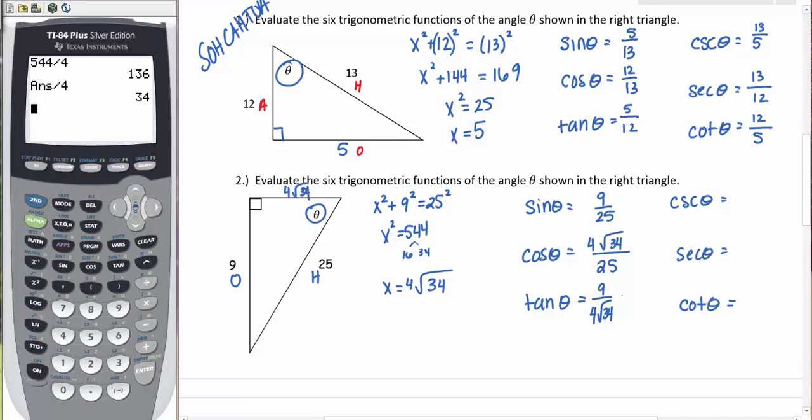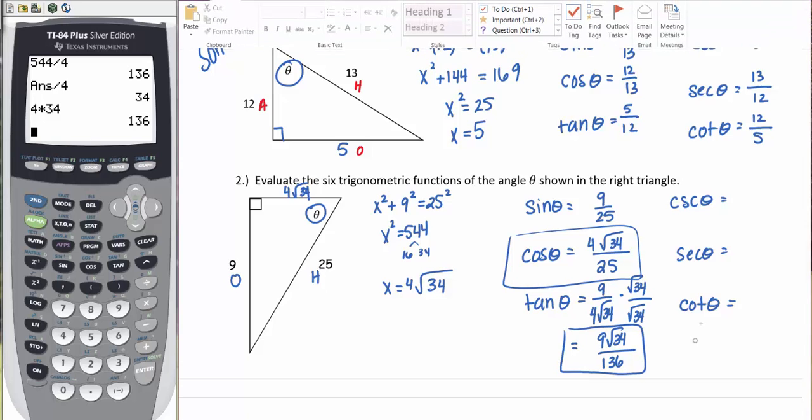Okay, however, we need to rationalize this. Remember, no radicals in the denominator. So I need to multiply top and bottom by square root 34. So that is 9 root 34 over 136. Alrighty? Always rationalize.